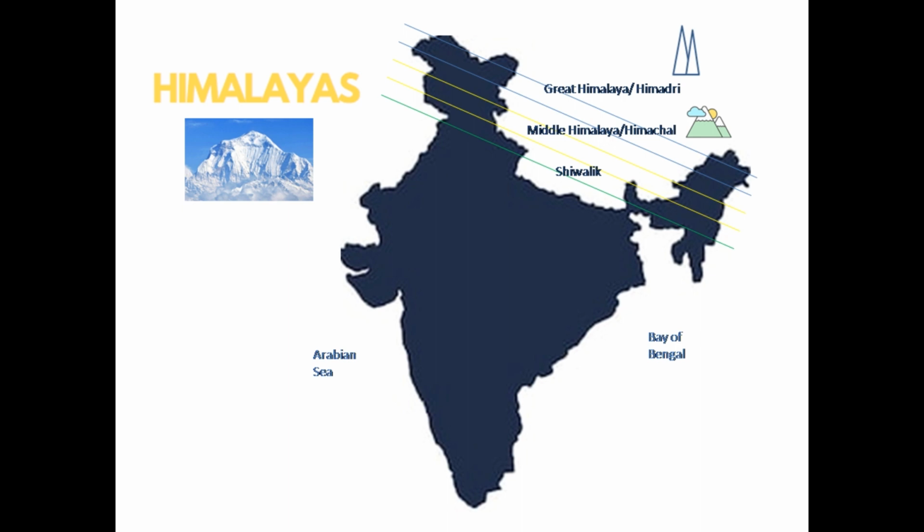In the north of India, there come the Himalayas. These mountains are capped with snow, and the term Himalaya means abode of snow. The topmost Himalayan region is called Greater Himalaya or Himadri. The world's tallest peaks are in this range. Next comes the Middle Himalaya, otherwise called Himachal. Tourist spots like Ladakh, Dharamshala, etc. are located here. And the lower range is Shivalik.